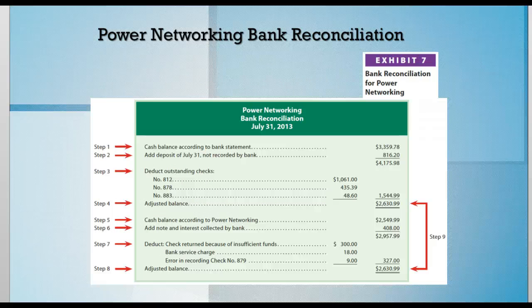And in a formal sense, this is what it would look like. You have your cash balance from the bank, you add the deposits, you subtract the outstanding checks. Then you come down for your checkbook and do the same thing. And there you have reconciled your checking account to the bank statement.